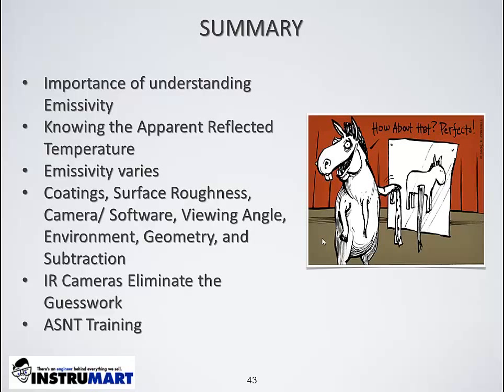We learned that coatings, surface roughness, camera and software adjustments, viewing angles, environment, geometry, and subtraction are methods available for working with emissivity and reflection interferences. We learned that IR cameras are great tools for non-contact temperature measurement, and that the thermal image combined with the several thousand measurement spots take the guesswork out of thermal analysis. And finally, we also learned that the subject of emissivity and reflectivity is typically covered more extensively in ASNT accredited training courses.